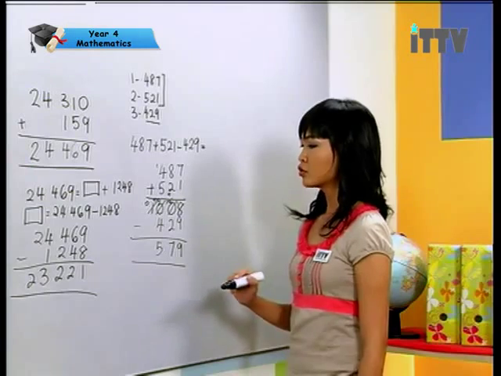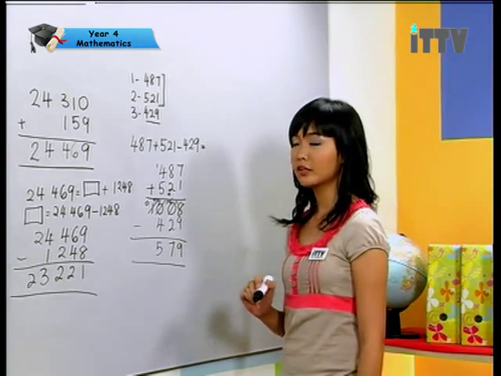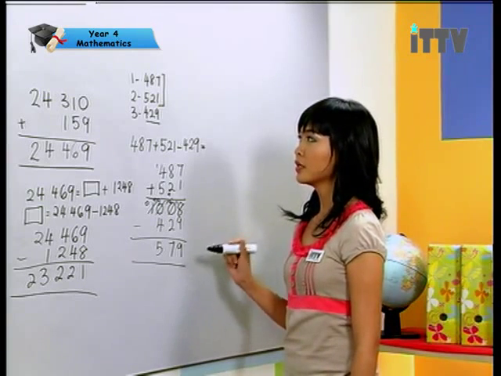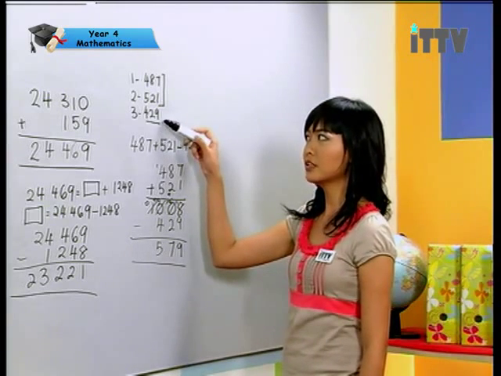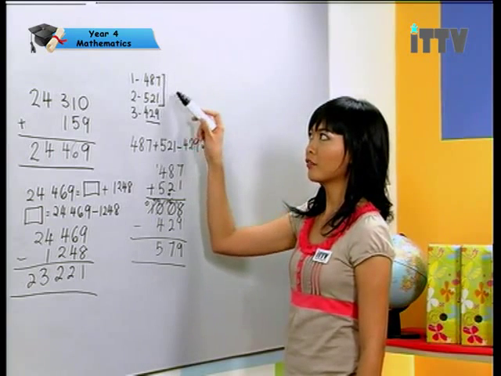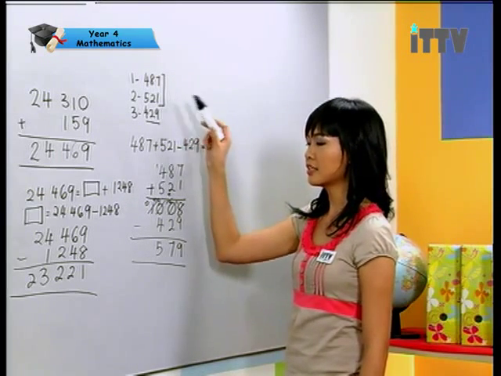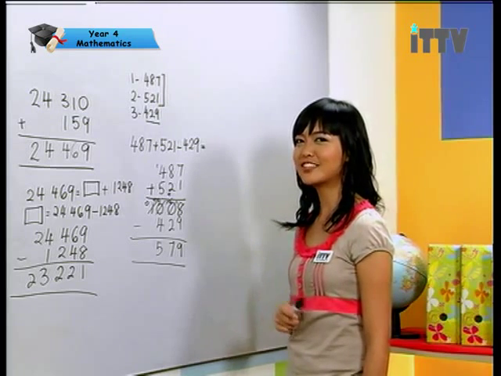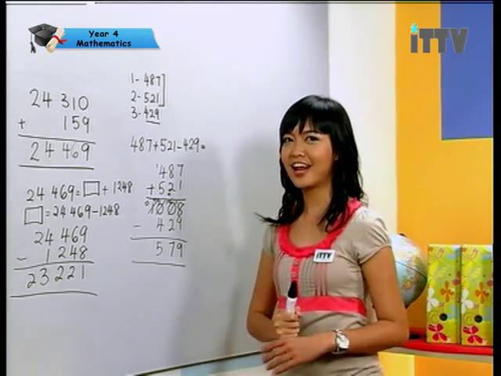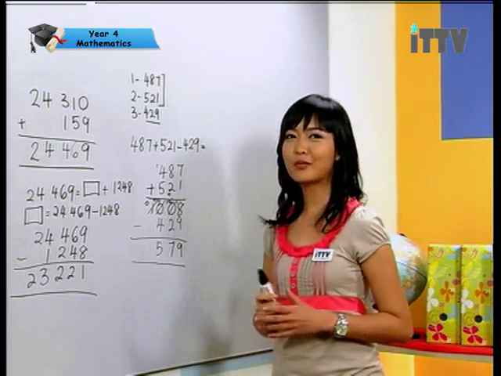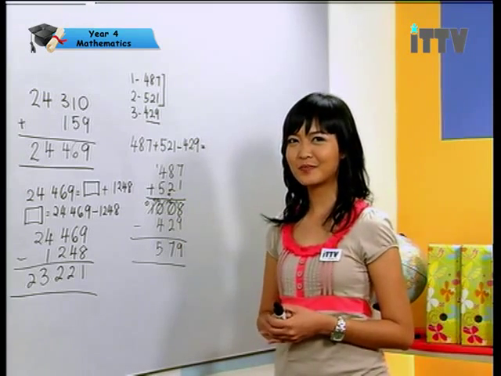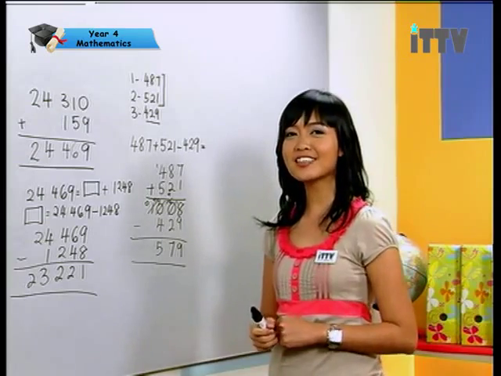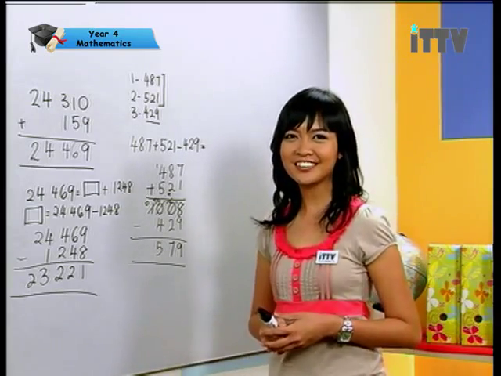Okay, so there you have it. The difference between the number of customers on the third day and the sum of customers on the first 2 days is this, 579. Well done, everybody. We have used mixed operation to solve this problem. Now let's move on to our next segment. It's that simple.